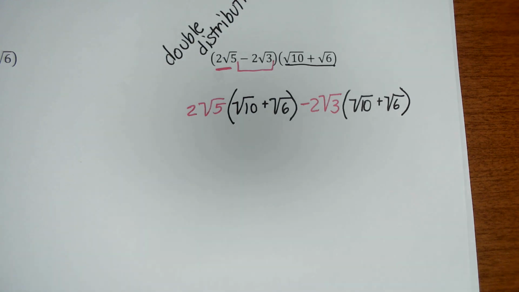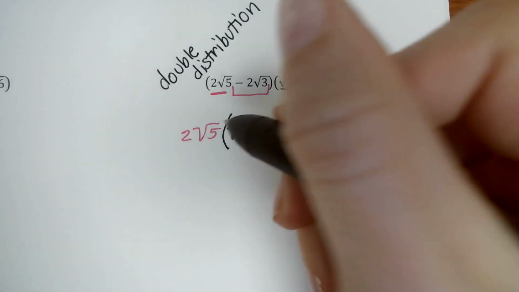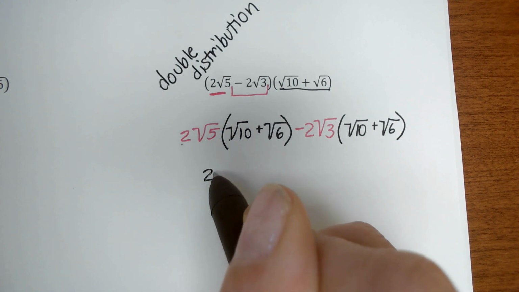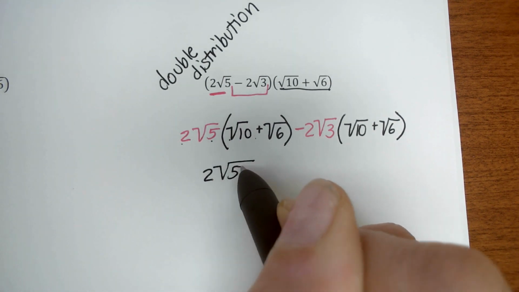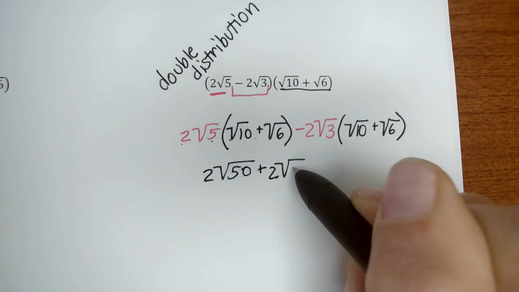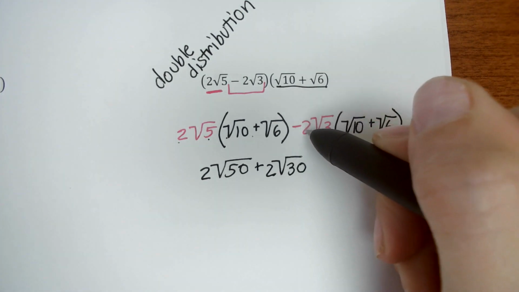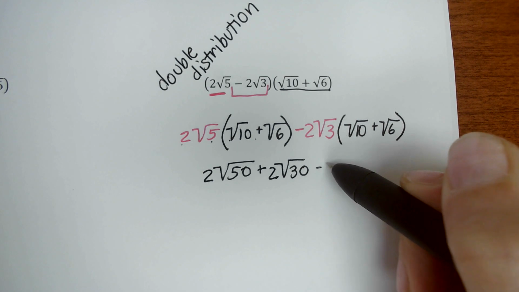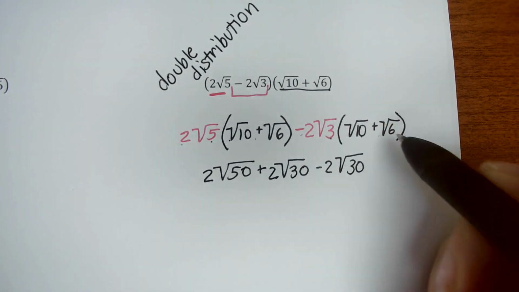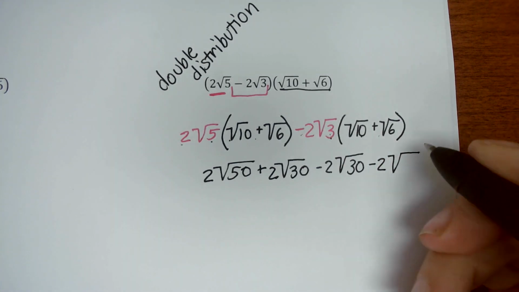All right, so now that we've set up our double distribution, now we have to do the distribution, believe it or not. So we distribute and multiply the coefficients first. 2 times 1 is 2, 5 times 10 is 50. Then 2 times 1 is 2, 5 times 6 is 30. Then we'll move on to the next set. Negative 2 times 1 is negative 2, 3 times 10 is 30, and negative 2 times 1 is negative 2, 3 times 6 is 18.